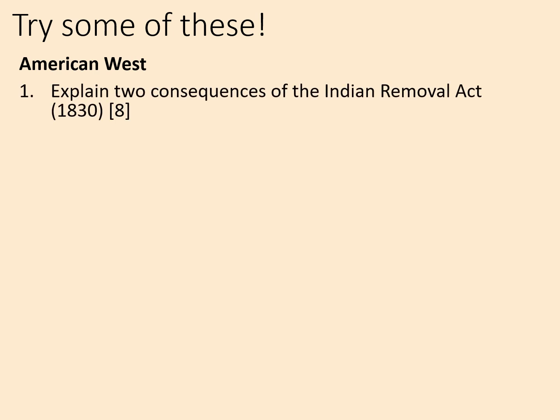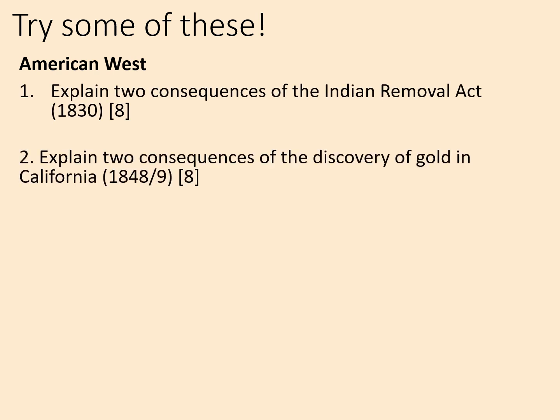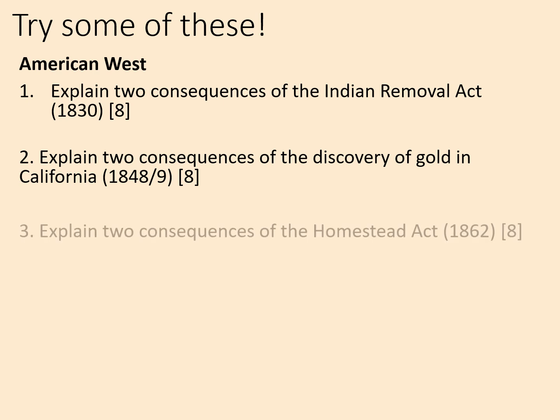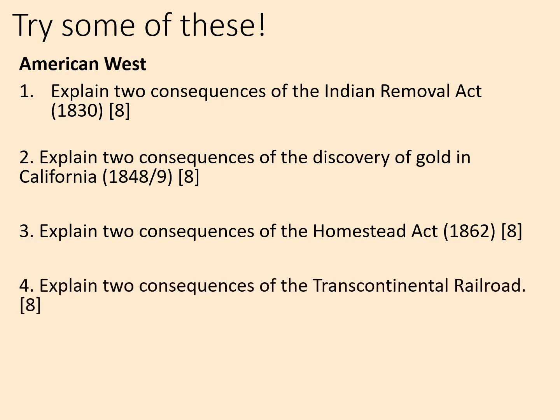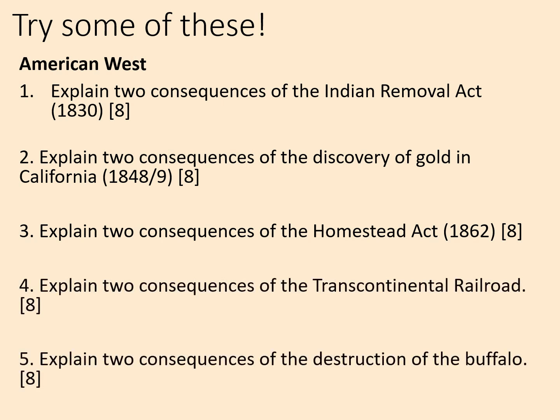Alternatively, you could try out some of these. Explain 2 consequences of the Indian Removal Act. Explain 2 consequences of the discovery of gold in California, 1848 to 1849. Explain 2 consequences of the Homestead Act, 1862. Explain 2 consequences of the Transcontinental Railroad. And explain 2 consequences of the destruction of the buffalo. You could refer to the mark schemes again to make sure that you're going to be covering enough and you're going to be covering the right sort of things.